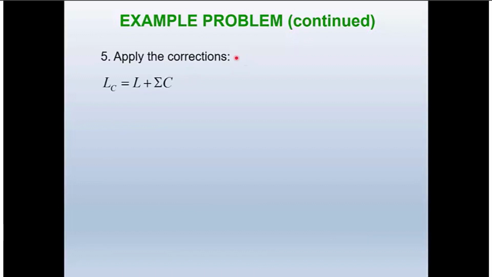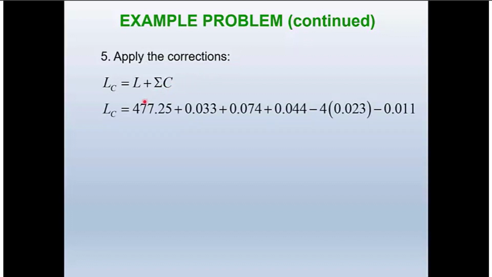The corrected length equals the field observation plus the sum of all the corrections. Let's look at them here. Here's the field length, the field observation, 477.25. Here is 0.033, and if you remember, that comes from length. The 0.074 comes from temperature. The 0.044 comes from pull. And then we have 4 times 0.023 negative. That's going to be sag for every 100 foot of tape length in the measurement. And then here is sag for the partial measurement. So algebraically sum these up, add them to L, and we get the corrected length.